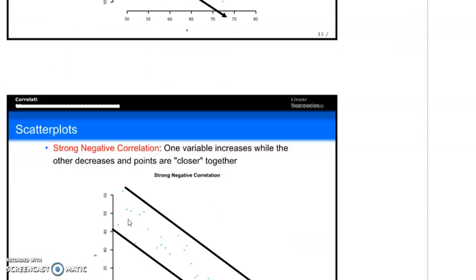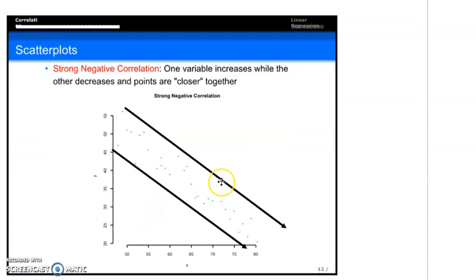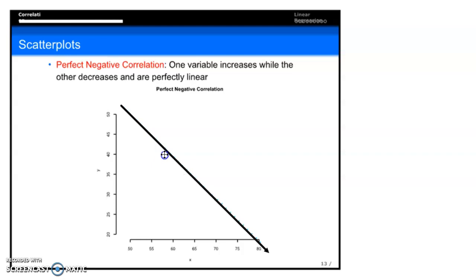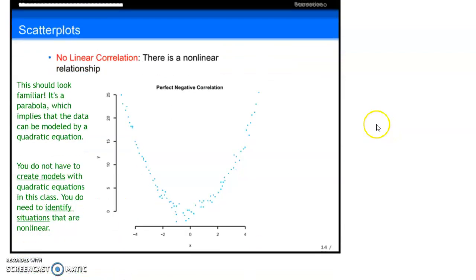Then we contrast that with a stronger negative correlation, where the points are closer to the arrows. Respectively, we can still draw our trend line from before like this. And then the strongest negative correlation is called a perfect negative correlation, where we draw our trend line and it hits every single point exactly. This is a perfect negative correlation in which all the points are basically on the line.